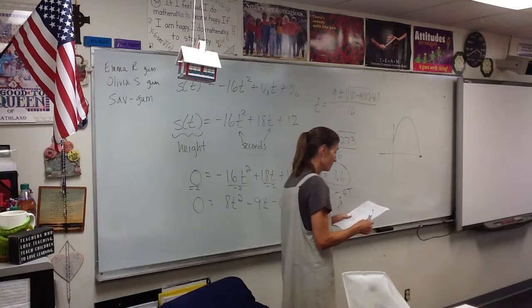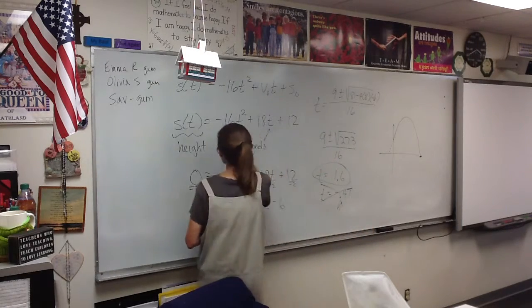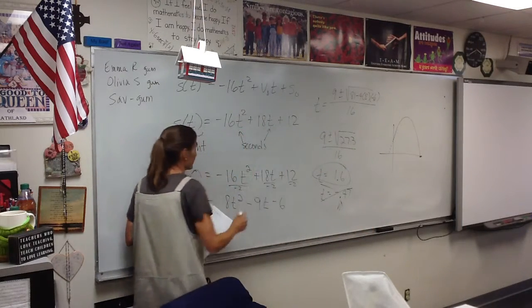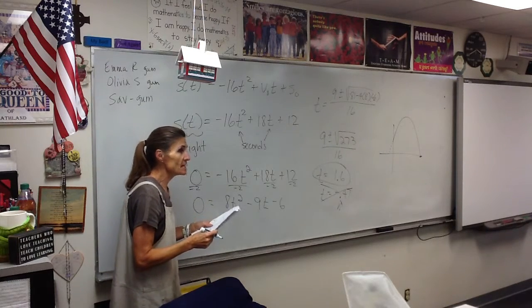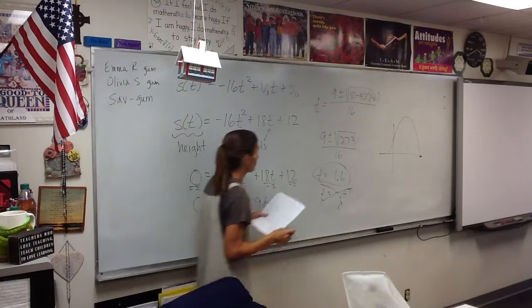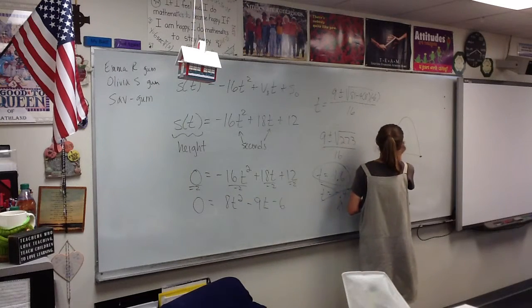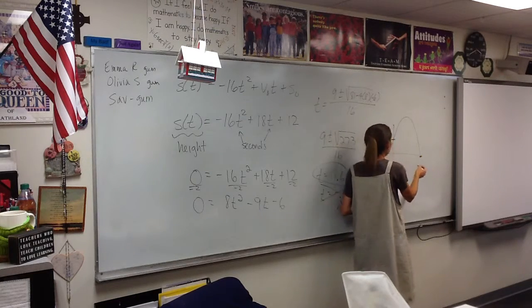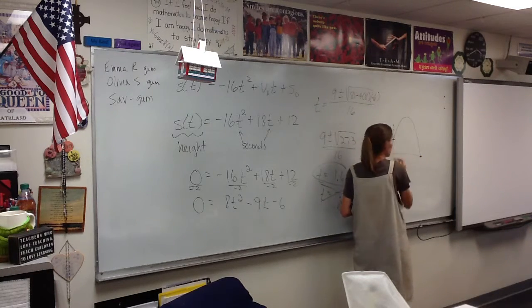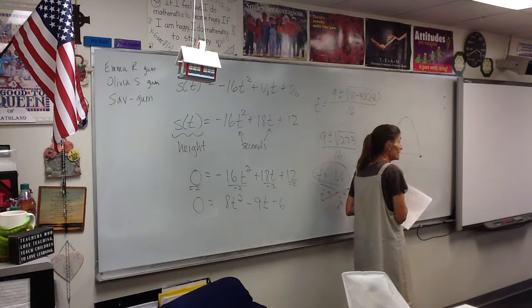Question B. Same equation. This is our equation. When will it be 15 feet above the ground? So keep in mind, this is 12. It started at a building 12 feet tall. It went up, we don't know how high. But somewhere up here, it's going to be 15 feet above the ground, right?